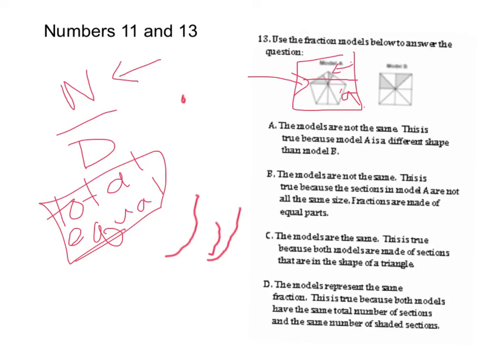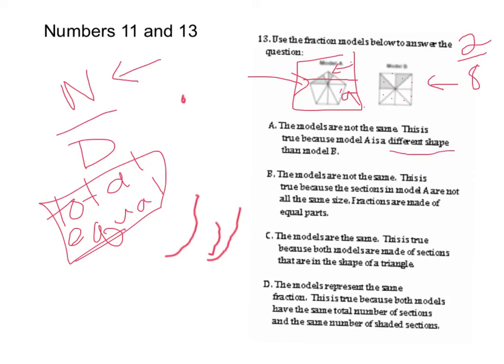This one we can because we do have equal sizes. So this one, our fraction would be 1, 2, 3, 4, 5, 6, 7, 8. This would be 2 eighths. This one I can't make a fraction out of at all because the pieces are not equal, and that's what's key to fractions. So are they the same? No. So A says the models are not the same. This is true because model A is a different shape than model B.